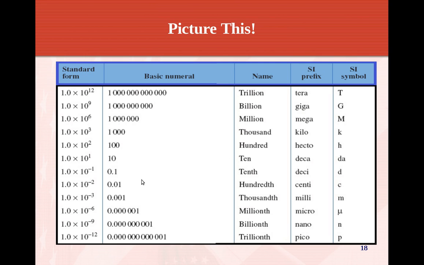Let's see, the other direction, 10 to the minus 3, thousandths, milli with a little m. 10 to the minus 6, which is a millionth, which is micro, the mu symbol, a little u, it's called a mu. 10 to the minus 9, which is a billionth, which is nano with a little n. 10 to the minus 12, which is a trillionth, which is pico with a little p.